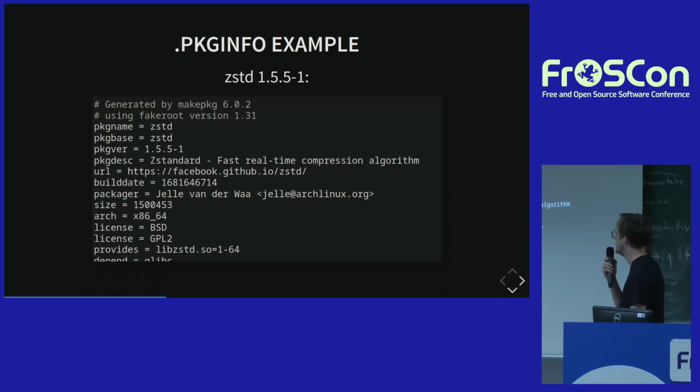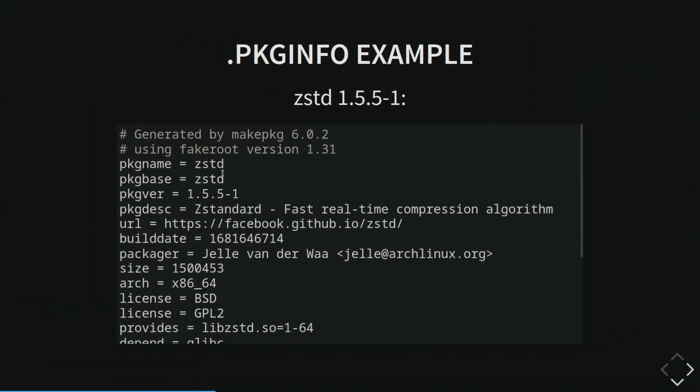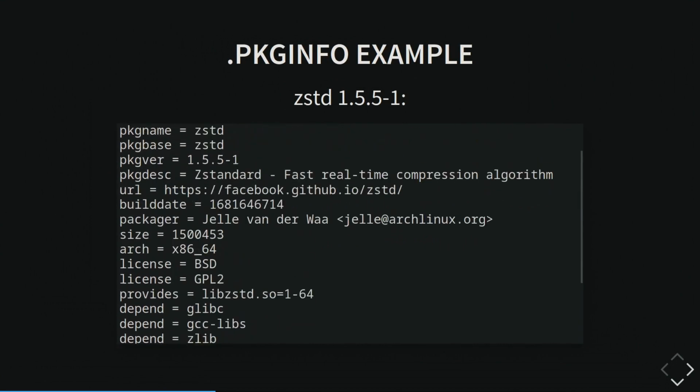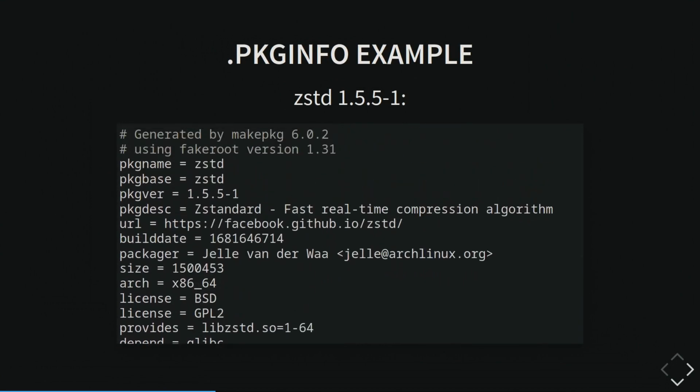Then we have the pkg info file. And here you see it's really just metadata. Some of it is a bit duplicate. You might have seen this in the build info file already. It has basically all the stuff that you would see when you ask pacman about this package. When you would type in pacman -Qi, you would see this kind of data pop out.